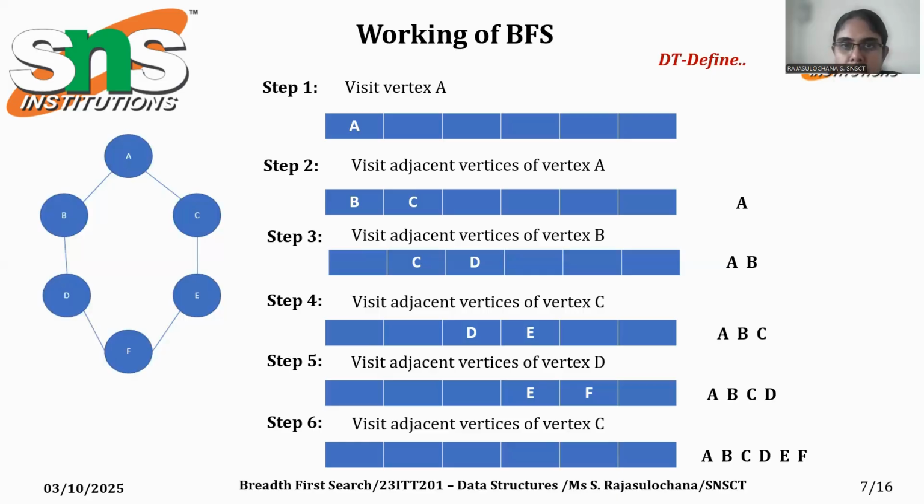So the breadth first search for this particular graph is A, B, C, D, E, and F. If you look at the figure, breadth first search is performed level by level. In the first level, we have the vertex A. In the next level, we have vertex B and C. And in the next level, we have vertex D and E. And in the last level, we have the vertex F.